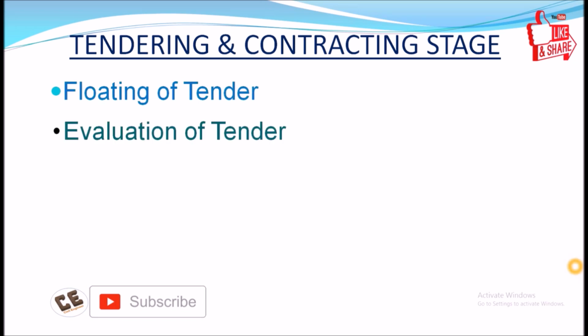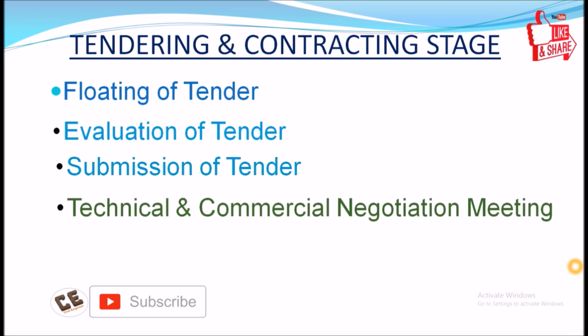Evaluation of tender is done by the contractor. First of all, he evaluates the tender and fills the tender, and then after the evaluation and filling, he submits the tender to the client. After getting the tender documents, the client evaluates them, and then they call the technical and commercial negotiation meeting.